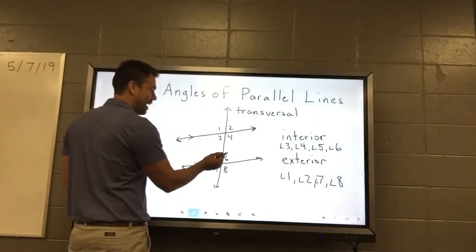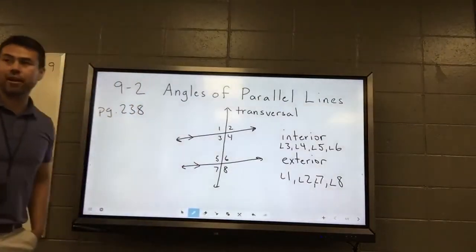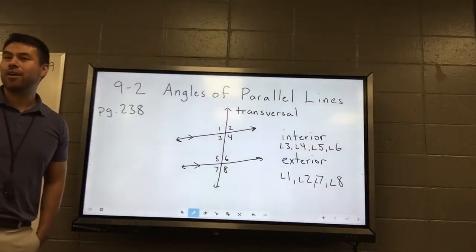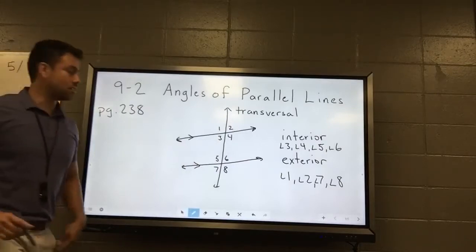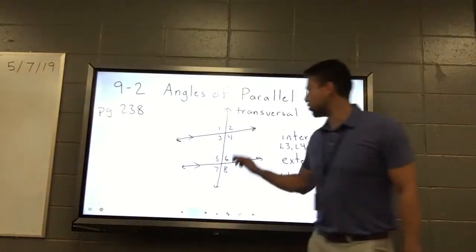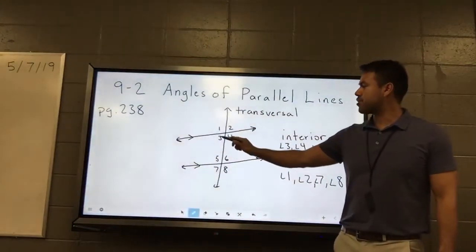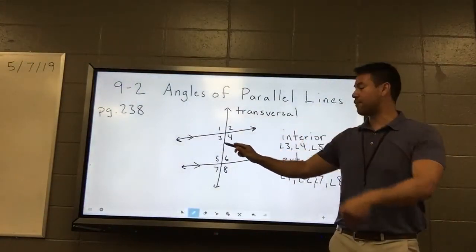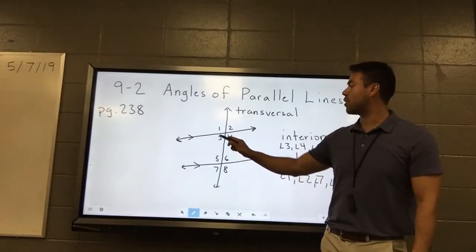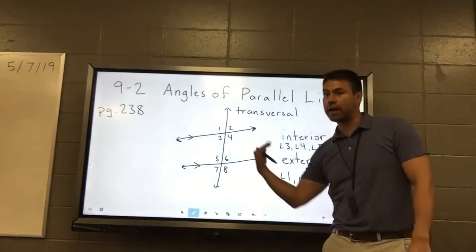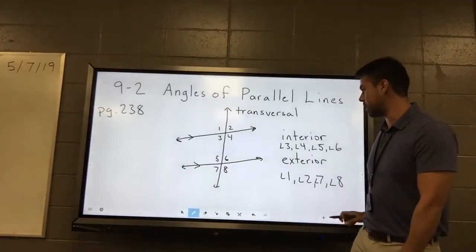Angle 3 and angle 6 are alternate interior angles. Does anyone know why they're alternate interior angles? Look at the transversal. You see how 3 is on one side and 4 is on the other side? And they're all inside, so they're alternating left and right on that transversal. So 3 and 6.